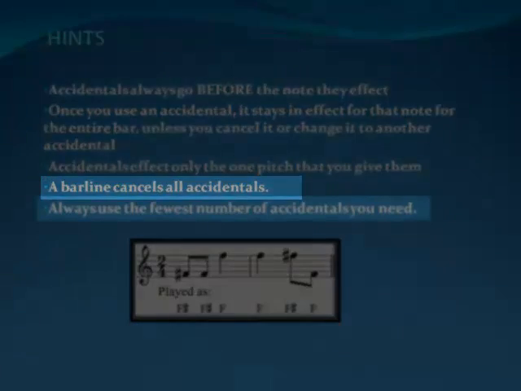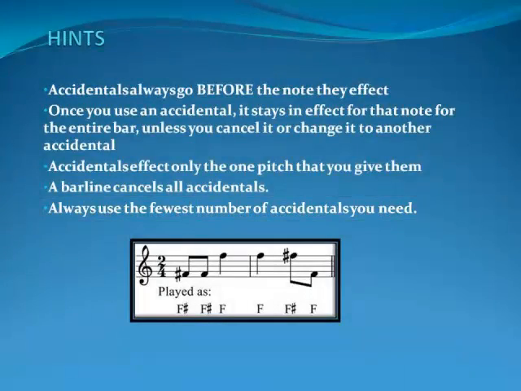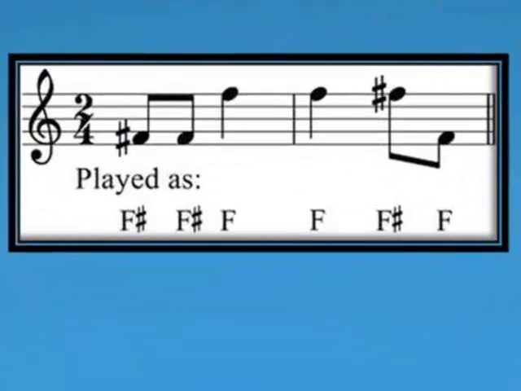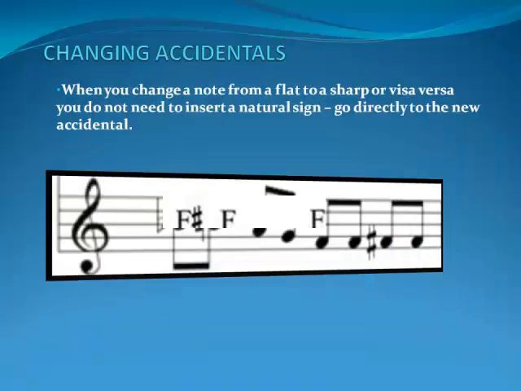Only use the necessary and fewest number of accidentals you need. In this example, the second F sharp does not need an accidental because the first F already has the sharp, which carries to the next F. When you change a note from a sharp to a flat, you'll need to add a natural sign.